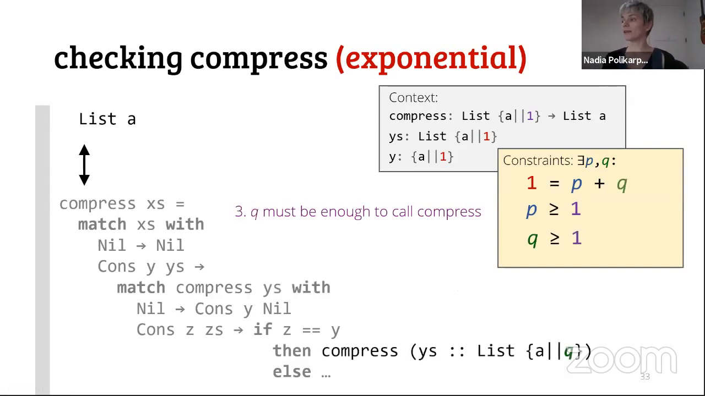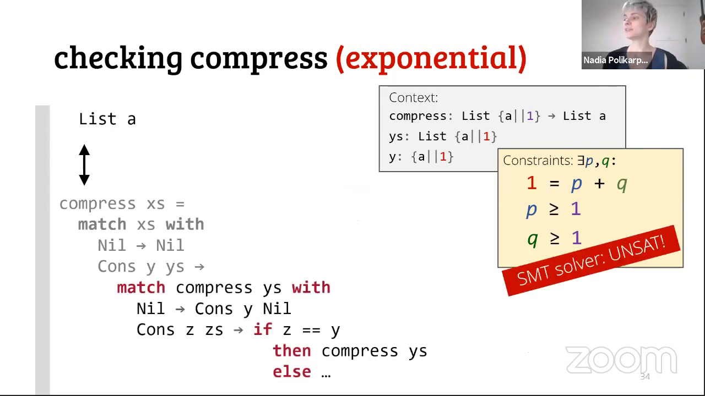And finally, when we start checking the branch, the same thing happens because we're calling compress again. We need to know that Q is also greater or equal than 1. So we get the system of constraints, and if you look at them for just a little bit, you will realize those constraints are unsatisfiable. So you cannot have 2 numbers that are greater or equal than 1 add up to 1, right? And the SMT solver can tell you really easily that this system is unsatisfiable, so this program does not type check.